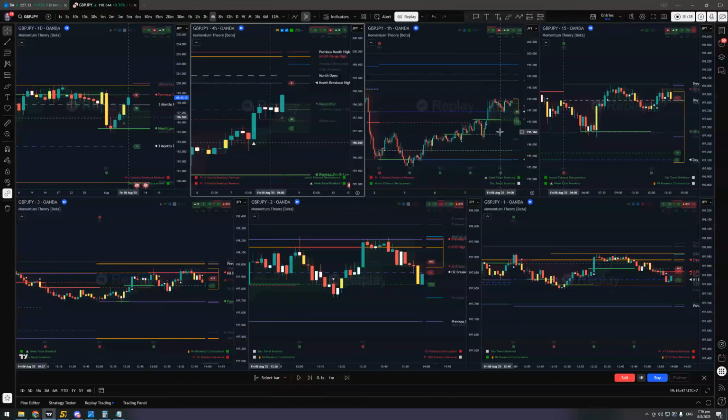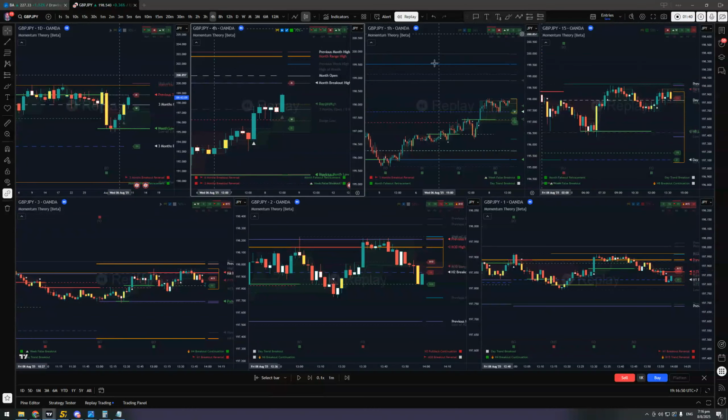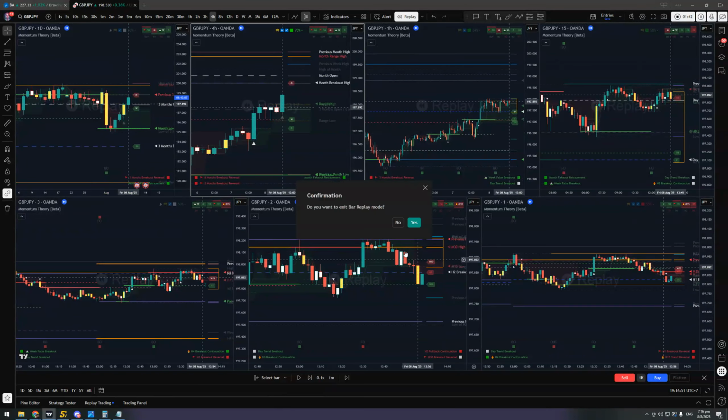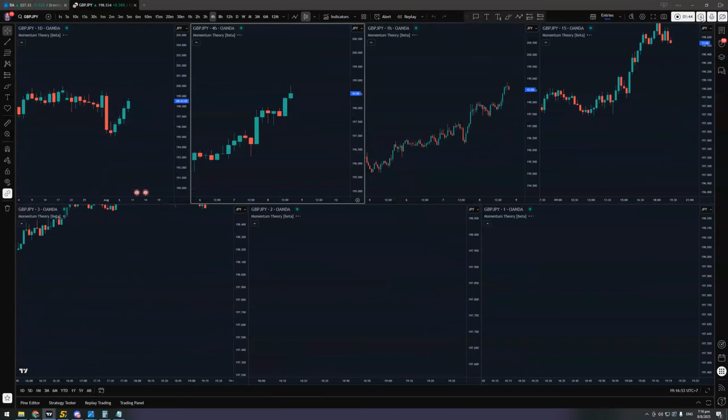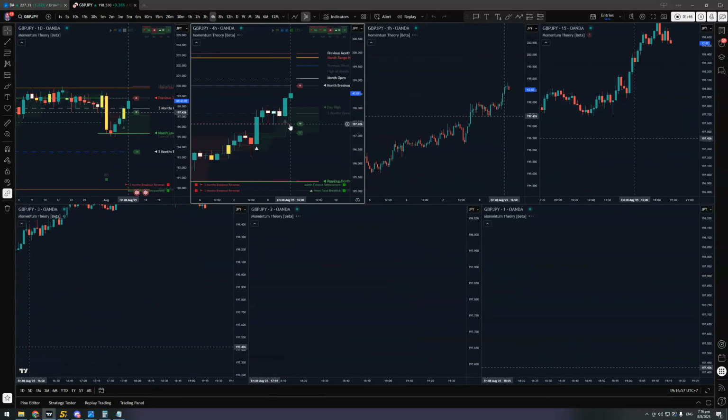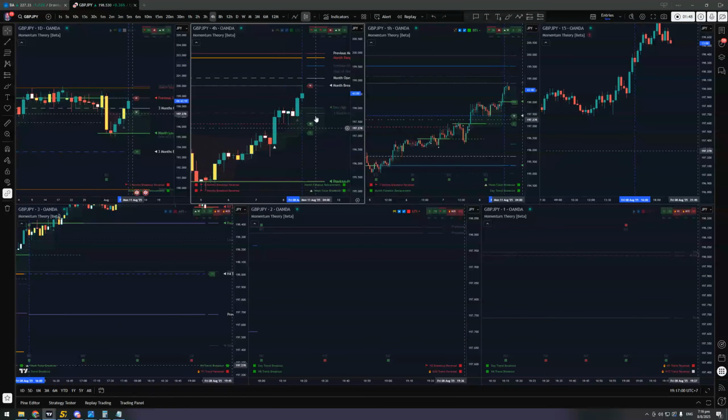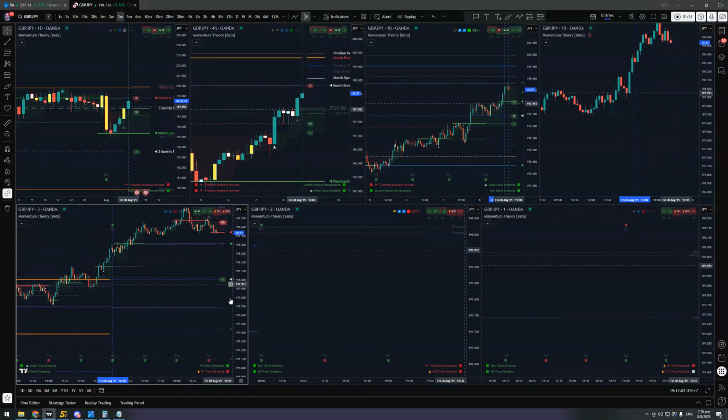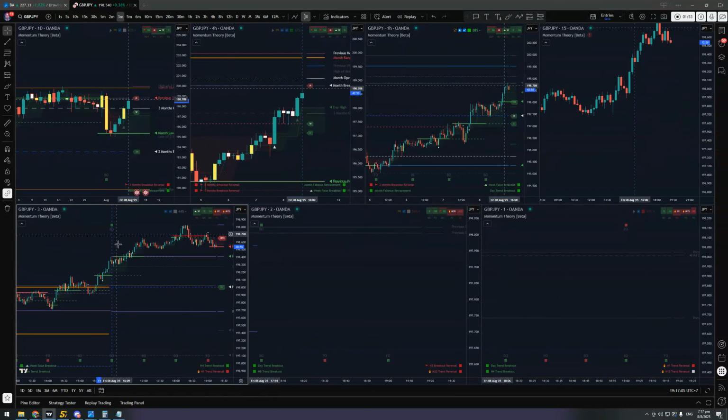So did nothing right at London Open. I just waited for the H4 bar to close. And let me get out of replay mode here. So once this H4 bar closed, I was looking for a trend retracement setup on the M3. This is where I trade the H4 bar.